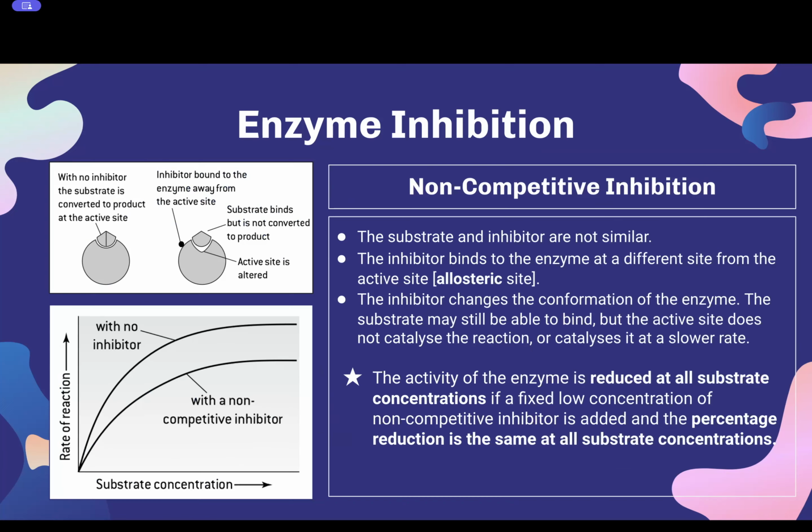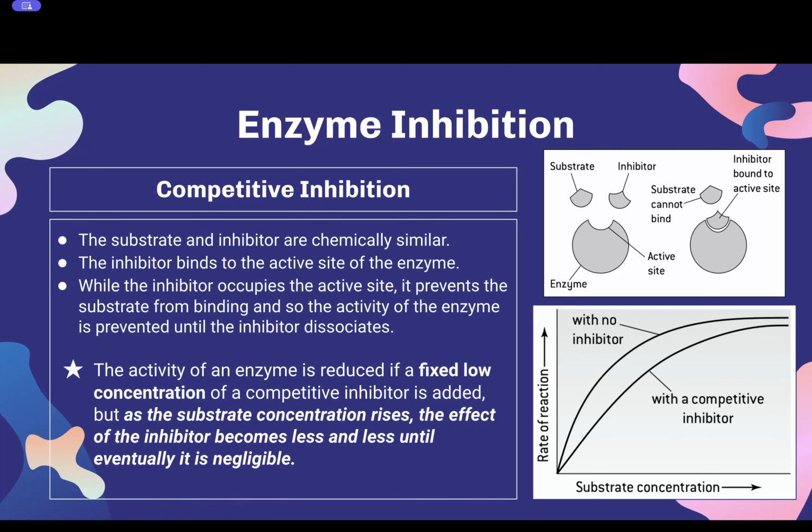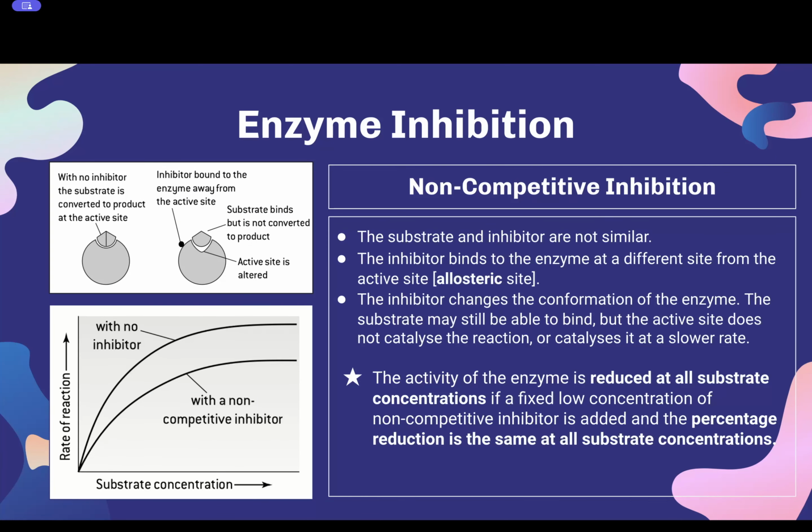Okay, so the next is non-competitive inhibition. Obviously we talked about competitive, and now it's non-competitive. The way non-competitive inhibition works is completely different to competitive inhibition. Competitive inhibition is when the inhibitor looks like the substrate. In non-competitive inhibition, the inhibitor and the substrate are not similar at all. So the inhibitor binds to the enzyme at a completely different site. In some enzymes, it's the allosteric site, away from the active site. So it's off to the side.